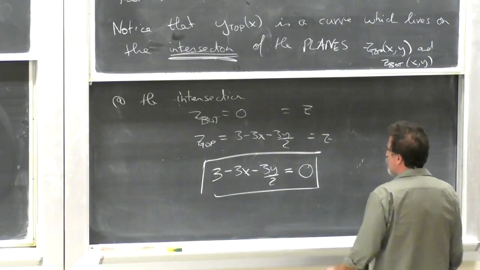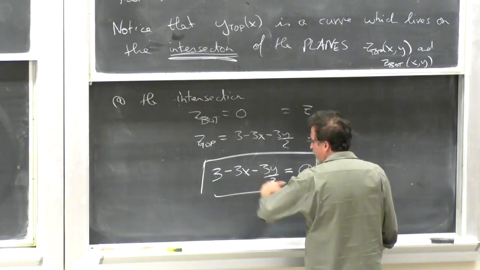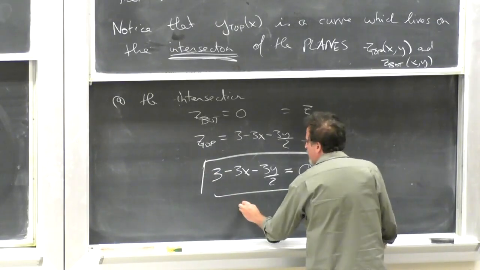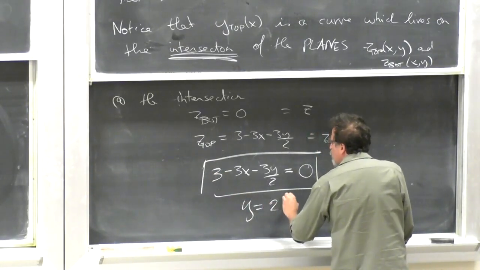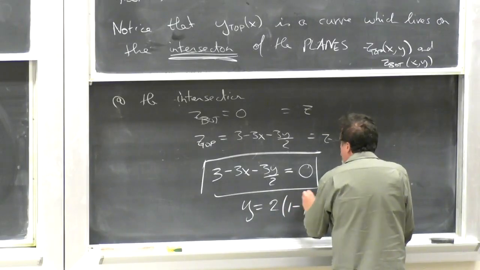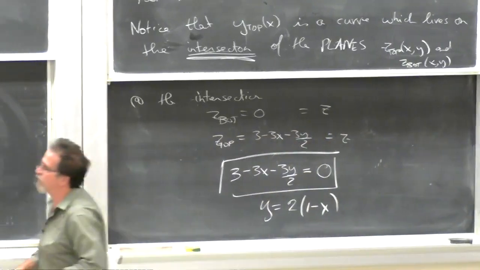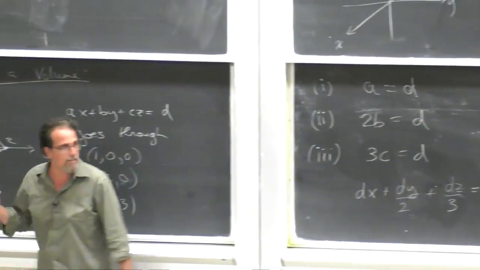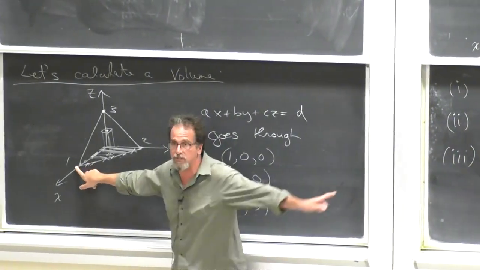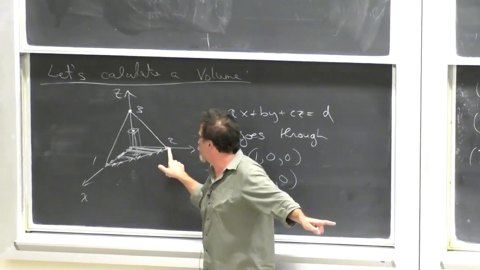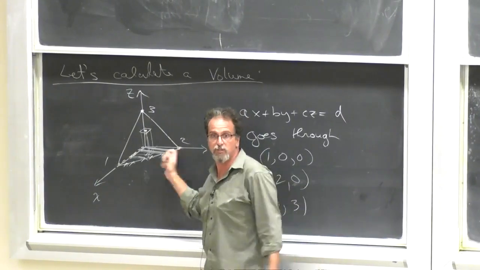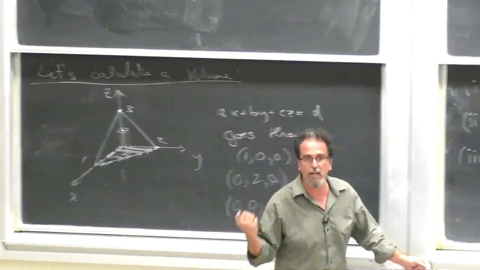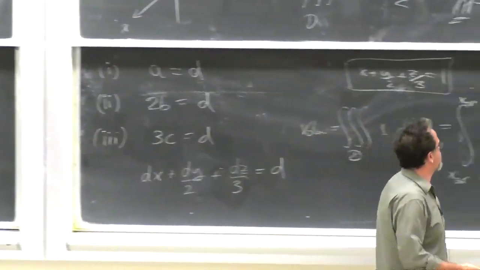And then, of course, you solve this, and you're left with, I divide through by 3, y is equal to 2 times 1 minus x. That's this line over here. And you see that that makes sense because when x is equal to 1, y is equal to 0. When y is equal to 2, x is equal to 0. So these 2 points are in the plane, are in the line. So I hope we did it right.